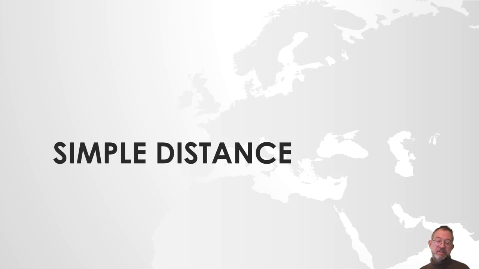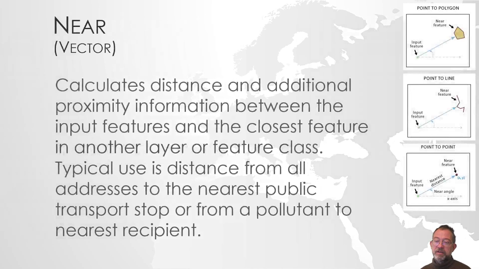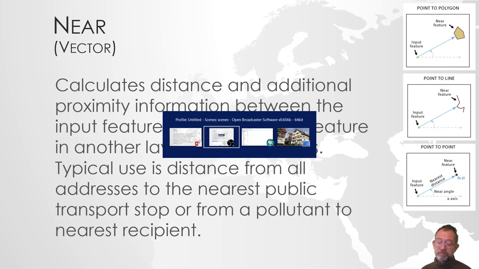Simple distance is what we will normally consider distance, as if we took a ruler on our GIS and measured the distance. The primary tool for doing distance calculations is called Near. There are two versions: one called Near and one called Near as table.